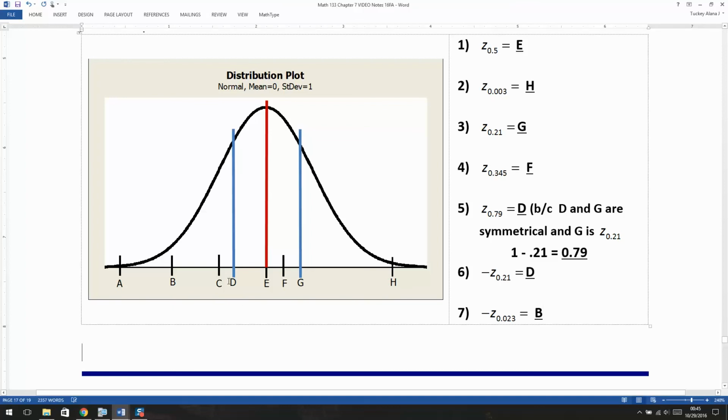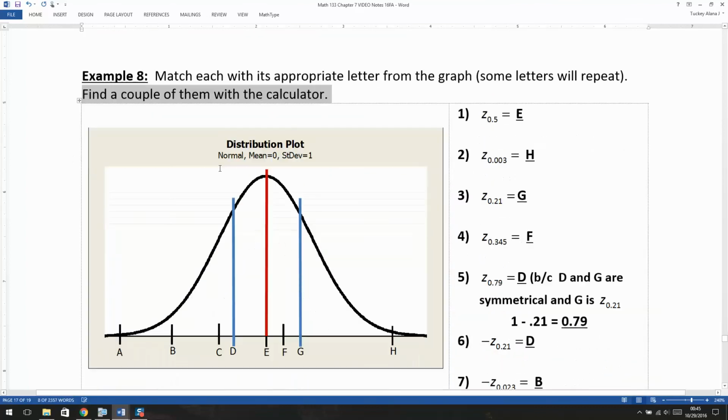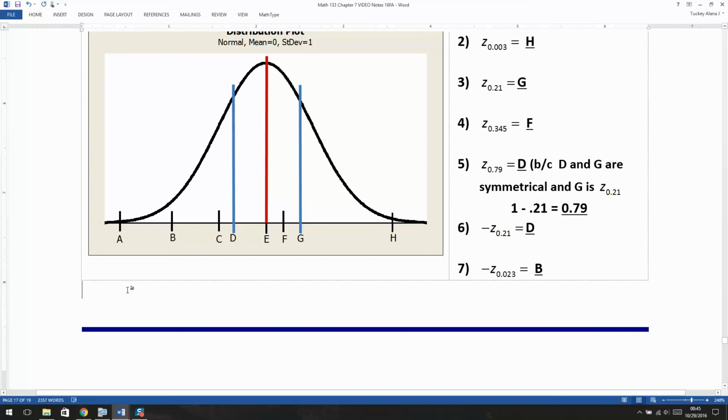All right, now let me prove to you the whole D and G business. Because it asks us to find a couple of them, which is pretty generic, I'm just going to find G and D because those are so confusing. So G, by definition, means that it has to be 0.21 to the right. Let's start with G. So it has to be 0.21 to the right, which means it has to be 1 minus 0.21, which is 0.79 to the left.